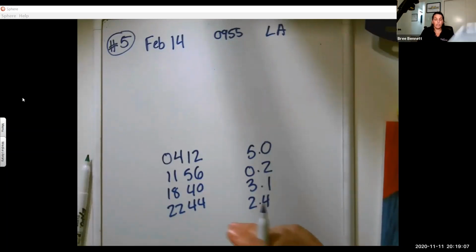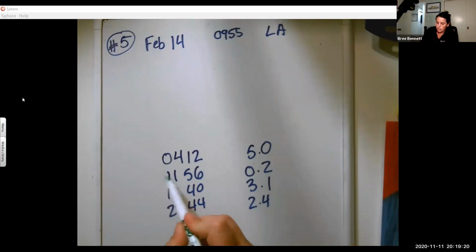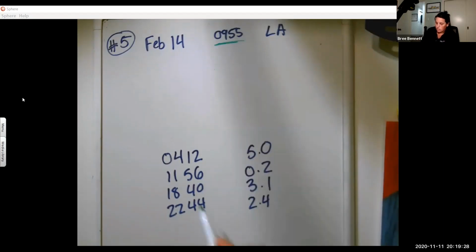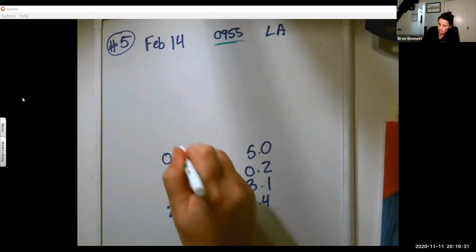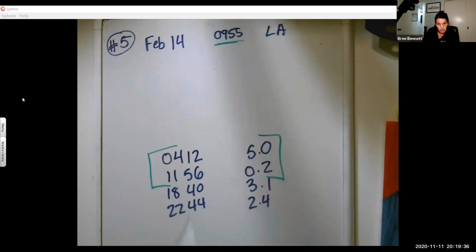So here, when we're looking for a specific time, I like to, I call it sandwich or kind of bracket that time that we're looking for. So which two tides, where's my rise and fall gonna fit in for my 9:55? So in this case, my 9:55 is gonna fall in between these times. So those are the times I'm going to write in my table.